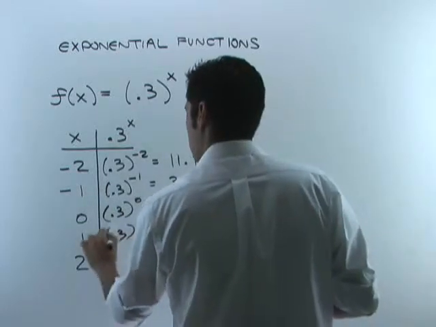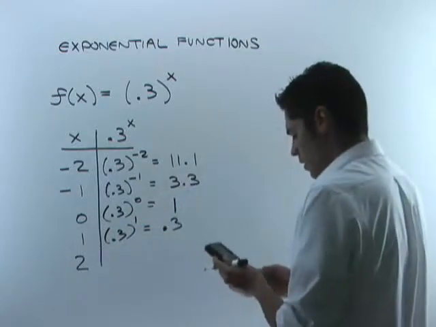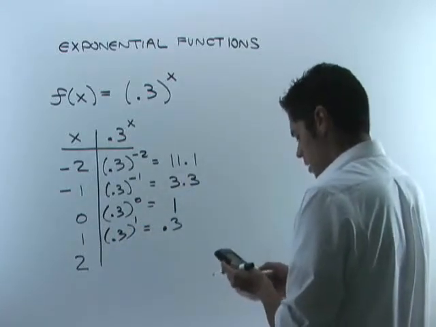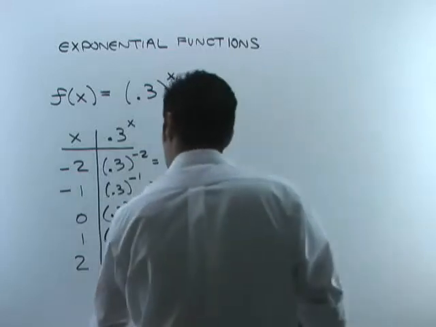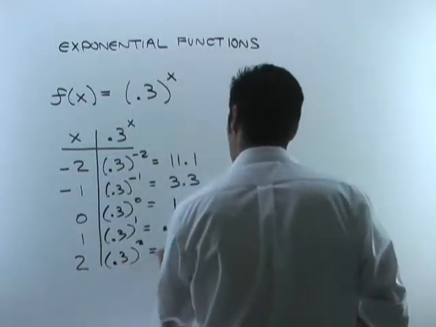Okay, now 0.3 to the 0, of course, any number other than 0 raised to 0 is 1. 0.3 to the 1 is just itself, 0.3. And then, of course, 0.3 squared should give you 0.09.